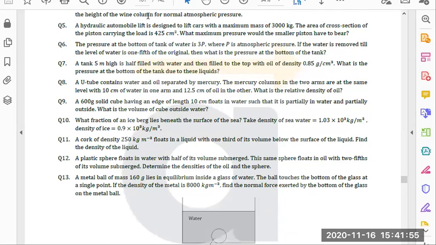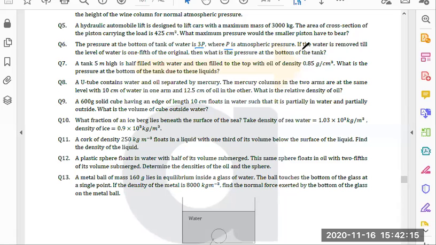Okay, now six, the pressure at the bottom of the tank for water is 3p. So at the bottom of the tank it is 3p, and p is the atmospheric pressure, which means the difference is of 2p. Yes or no? Difference is of 2p. So this 2p is because of the height of the liquid.